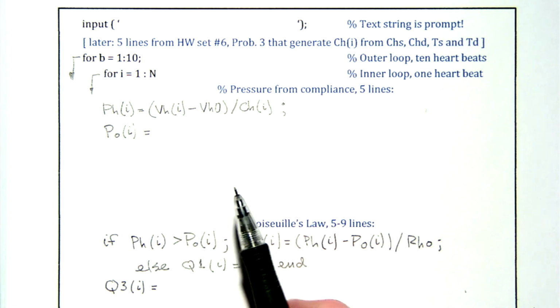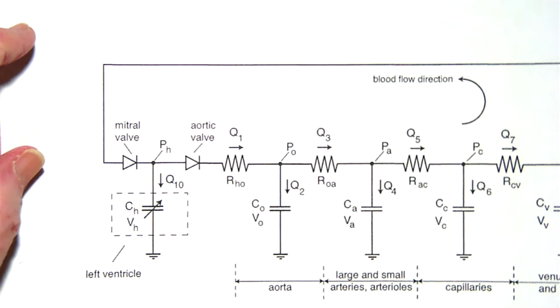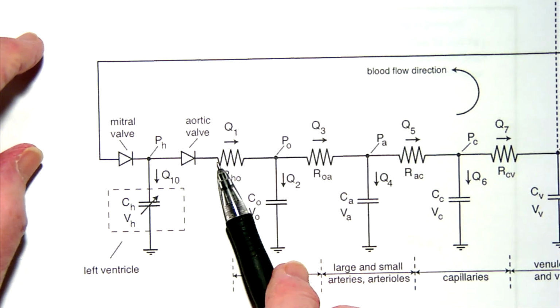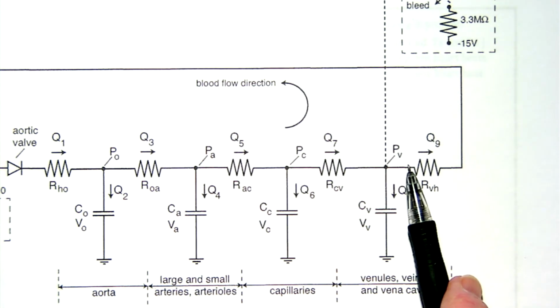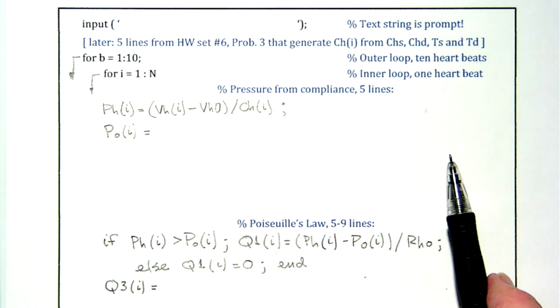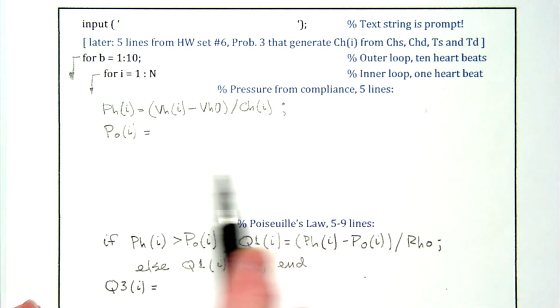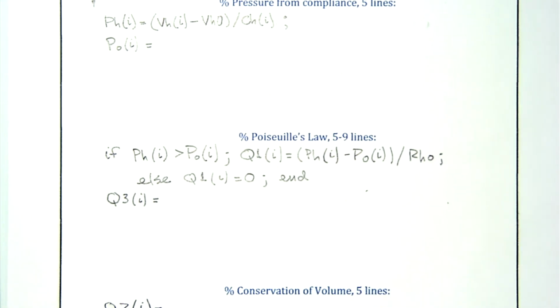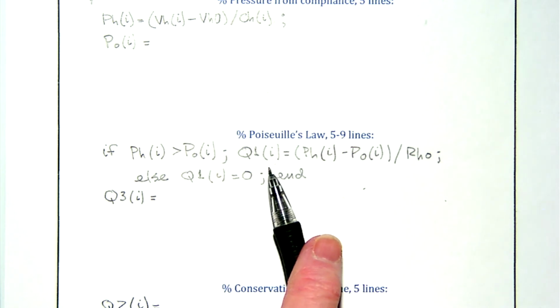To get those subscripts and to keep those subscripts straight, I would suggest that you look back at this schematic and just go around the various segments of that schematic and use the subscripts that are appropriate for that segment of the cardiovascular circuit to write these 5 lines here. Next comes Poiseuille's law, where we find the flows generated by pressures and resistances.